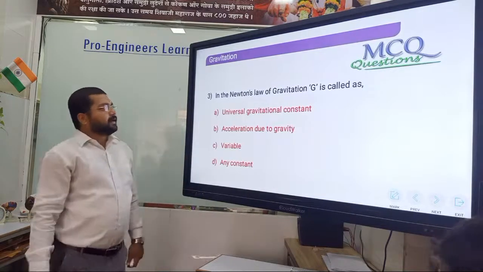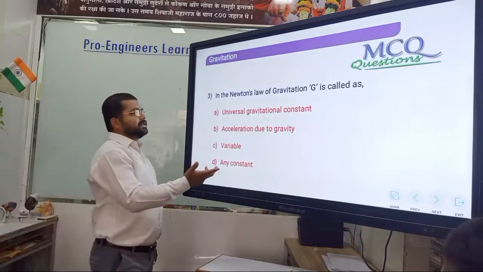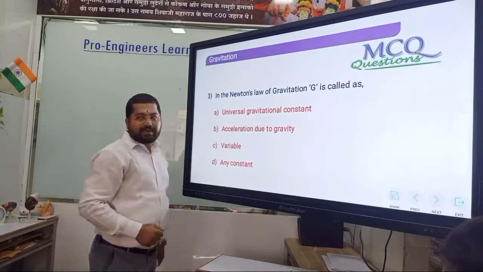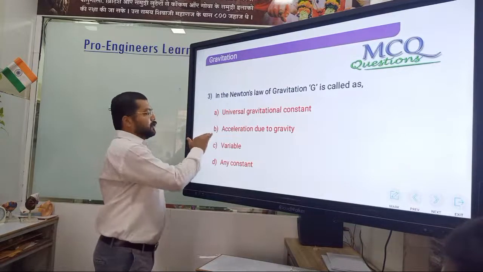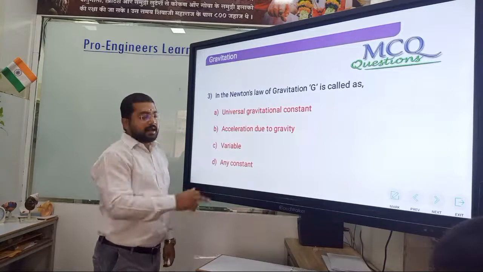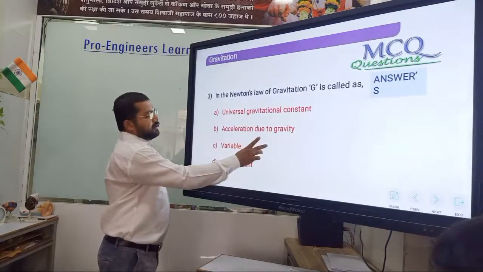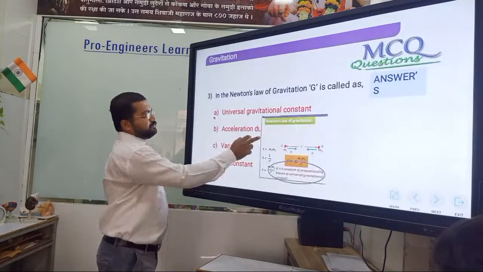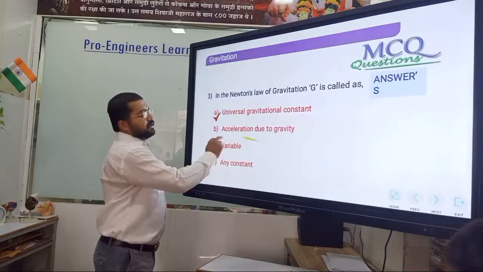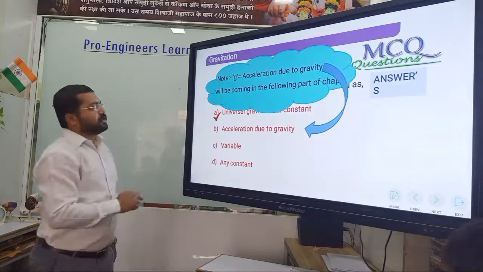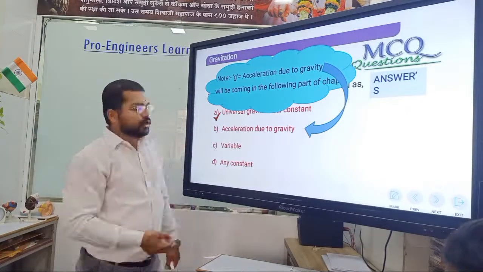Now, in Newton's law of gravitation, G is called as? It is very easy to answer: universal gravitational constant. But again here students make a mistake. They usually select acceleration due to gravity. But what is acceleration due to gravity? Small g. So the correct answer is universal gravitational constant. And what is small g? Acceleration due to gravity. That we will cover in the next module.